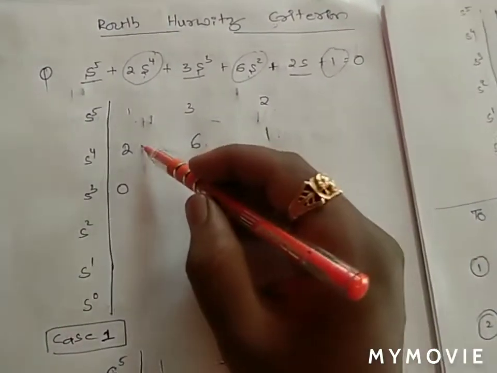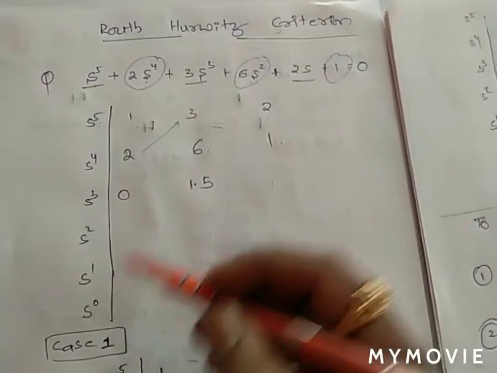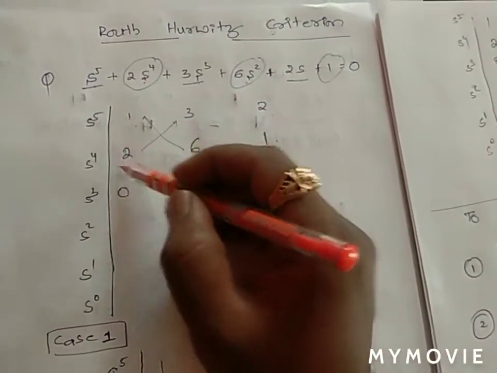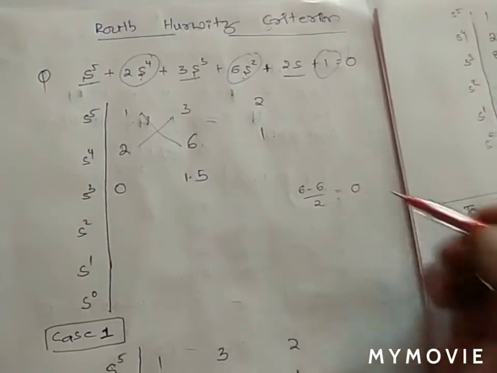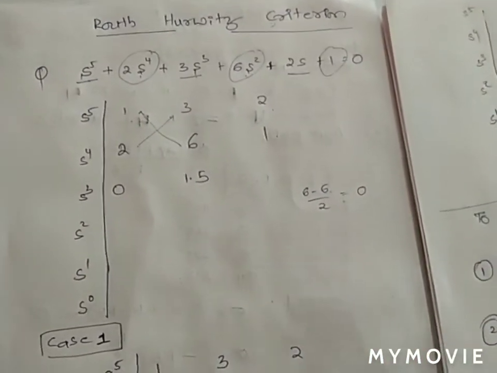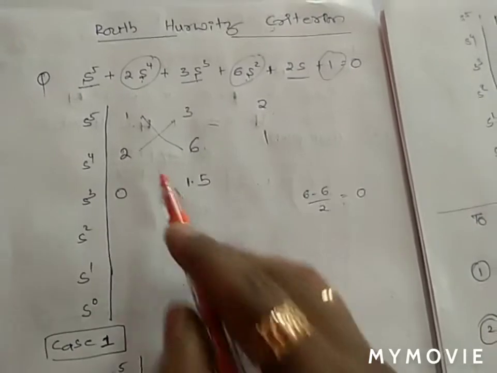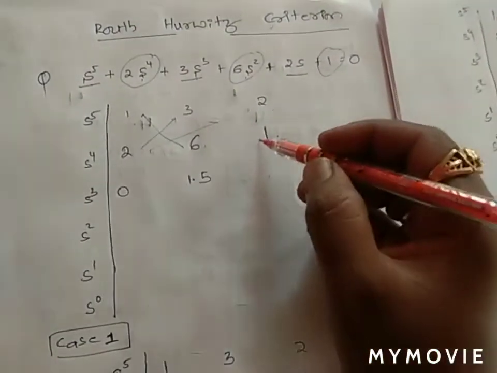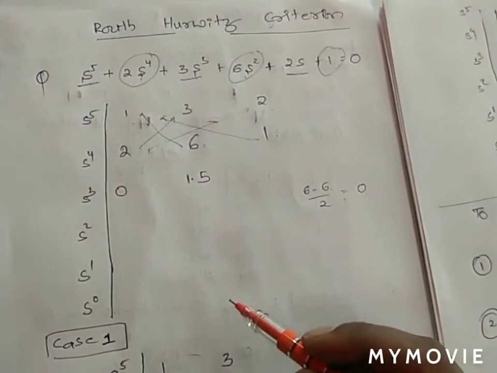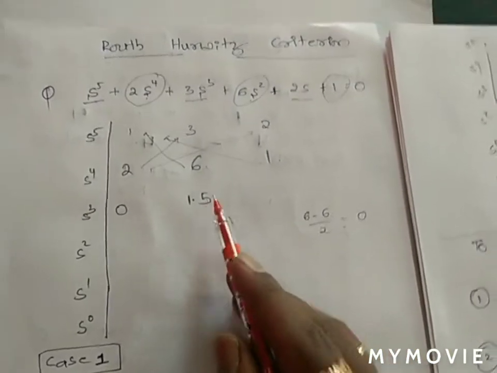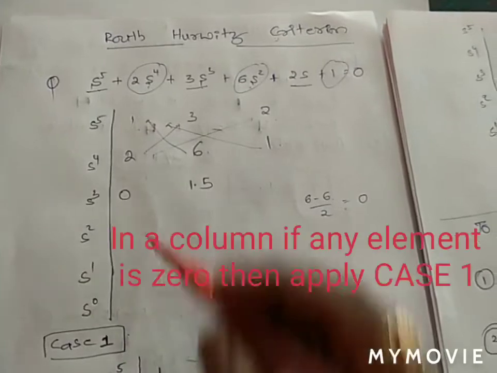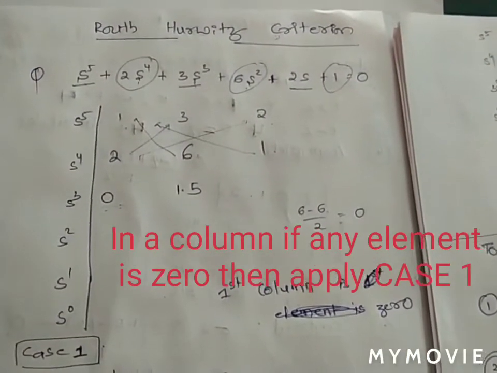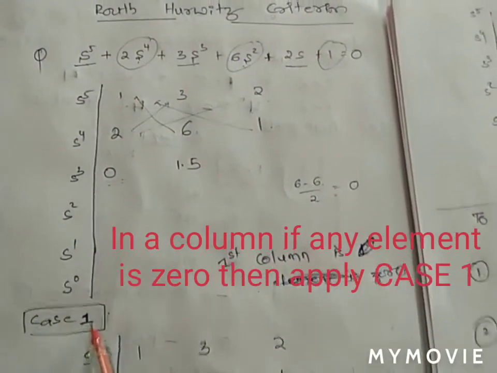Okay, now 2 3s are 6 minus 6 divided by 2. 6 minus 6 divided by 2 is 0. 0 by anything is 0, right? So 2 2s are 4 minus 1 divided by 2, you will get 1.5. So when to apply case 1? That is, if any element in the first column is 0, then you should apply case 1.